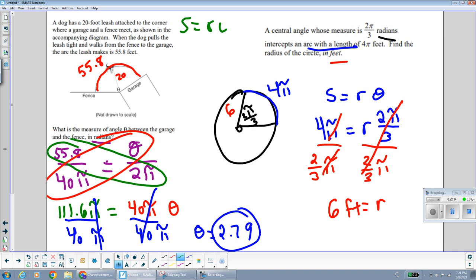And if I wanted to just double check, I can double check really quickly using the formula. S equals r times theta to double check myself. 55.8 equals 20 theta. And if I divide both sides by 20, let me do that on my calculator, 55.8 divided by 20, I got the same thing. I got that theta is equal to 2.79, so I can check my work.